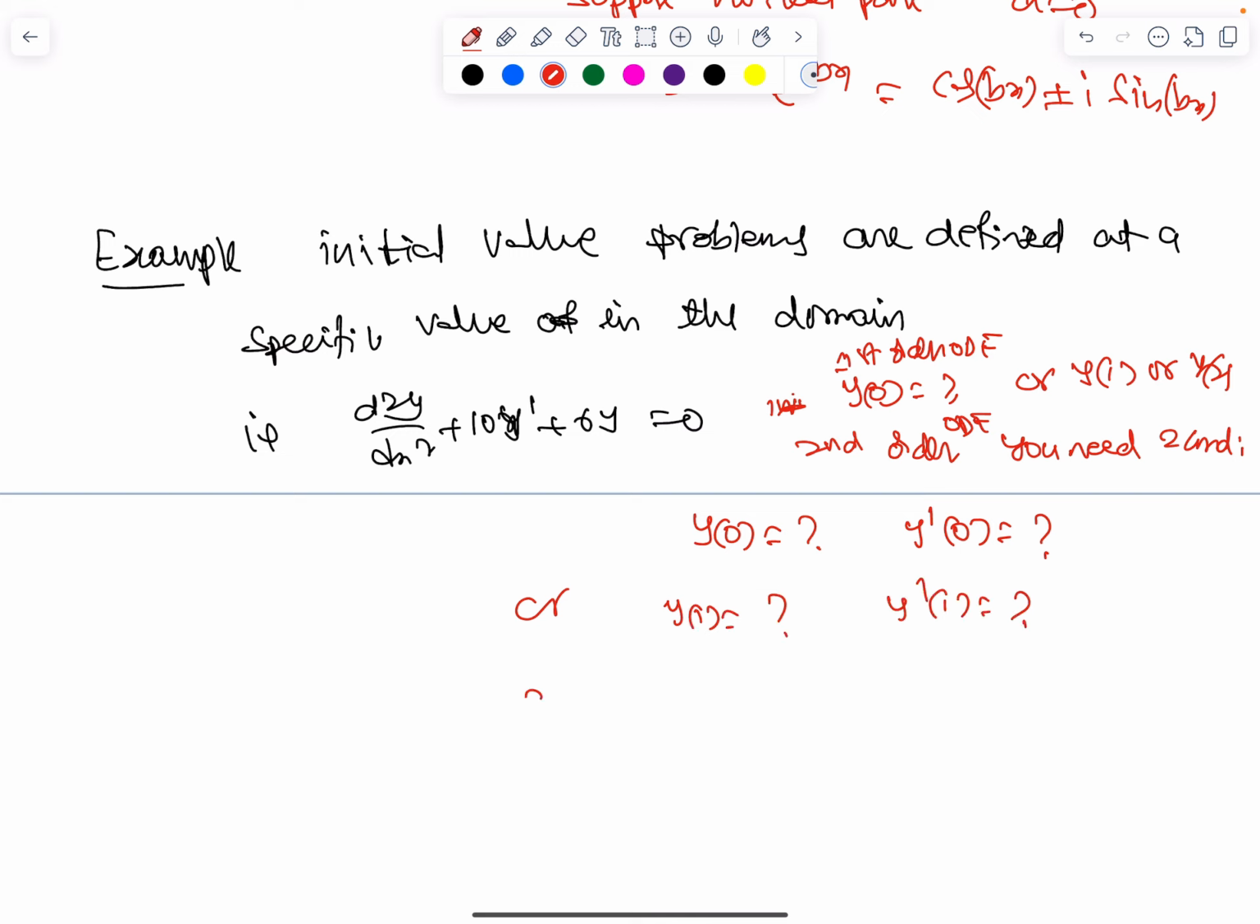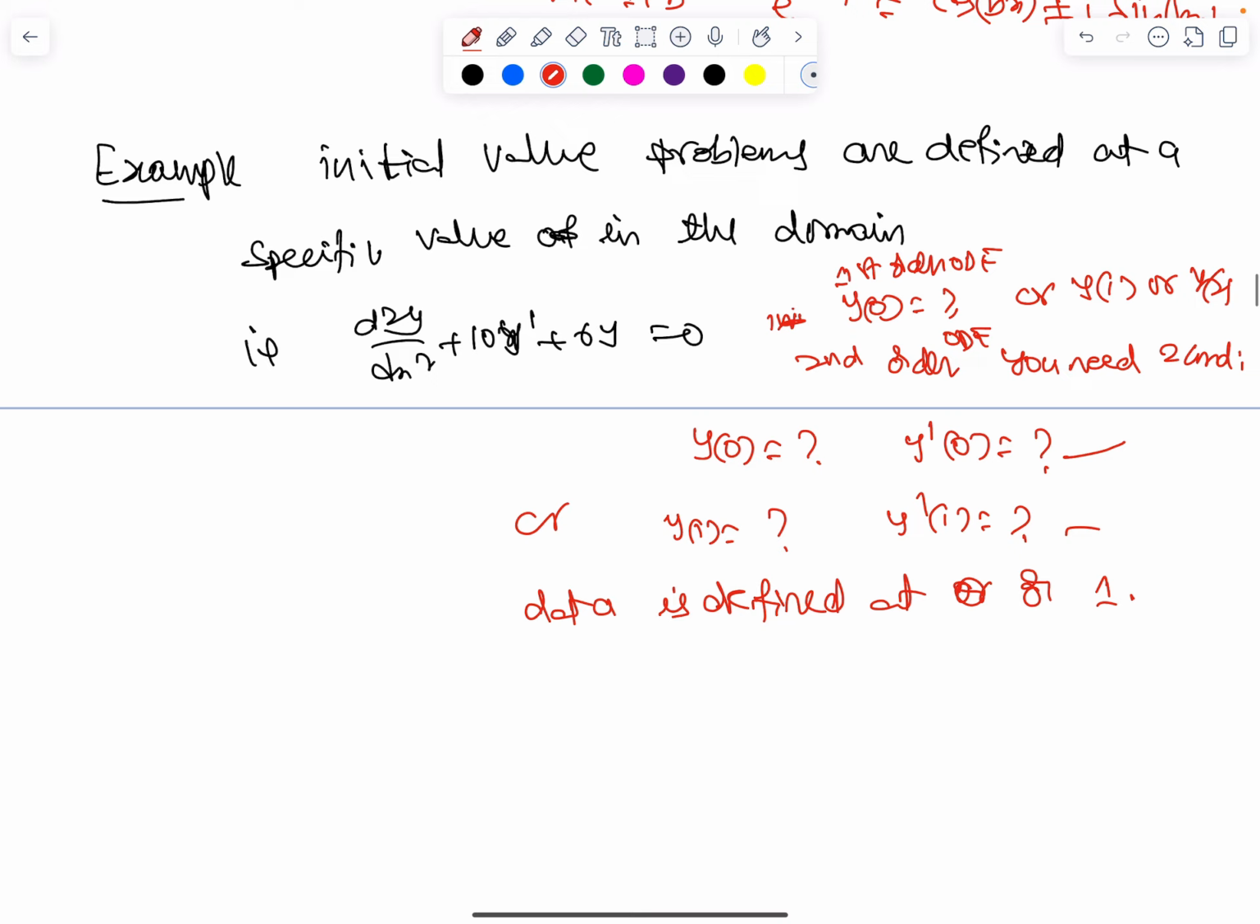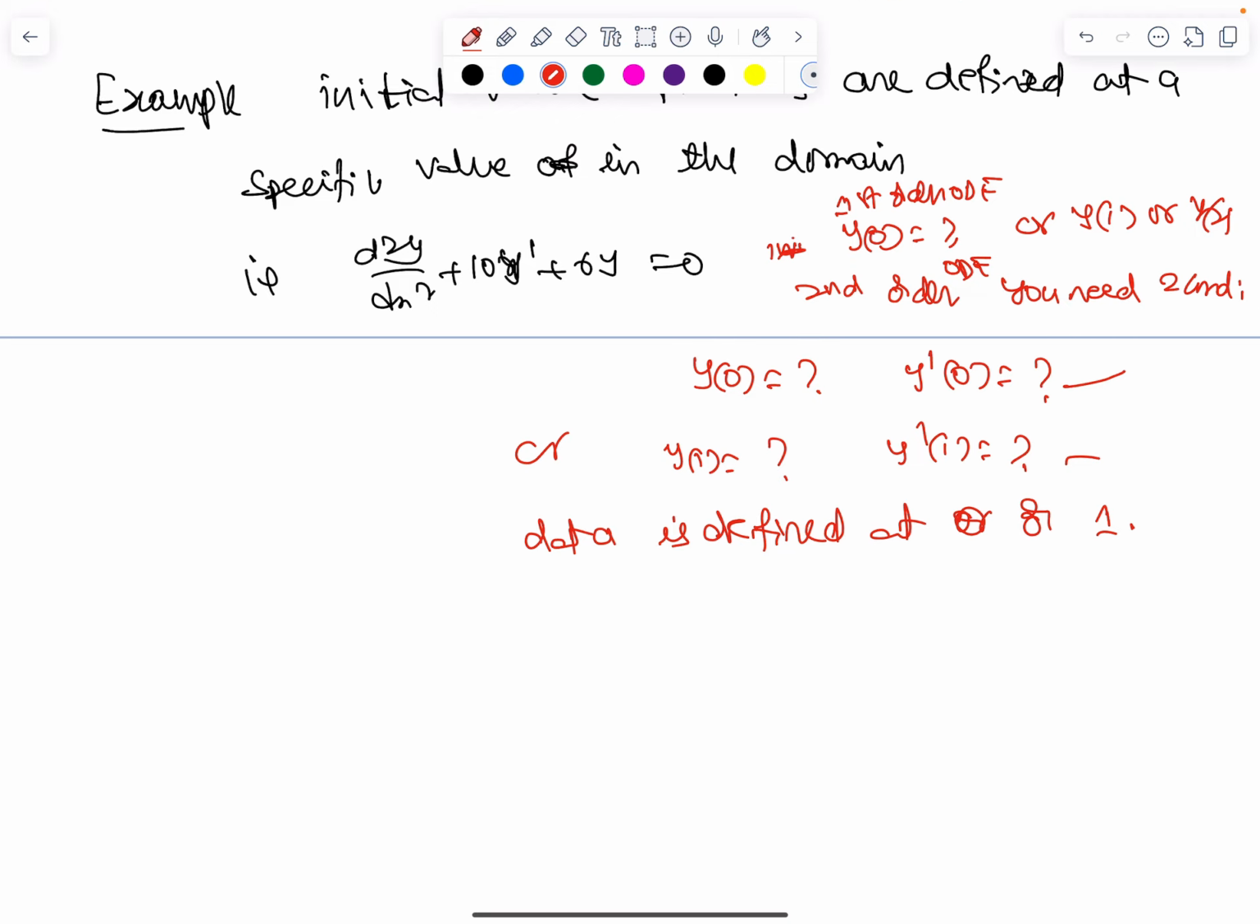Again, data is defined at 0 or 1 only. In the first case it is 0, in the second case it is 1, but whatever it is, it is defined at a single point. When the set of conditions is defined at the same location, we call it an initial value problem.